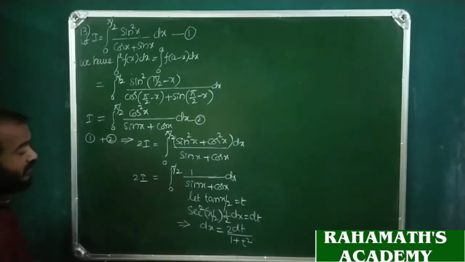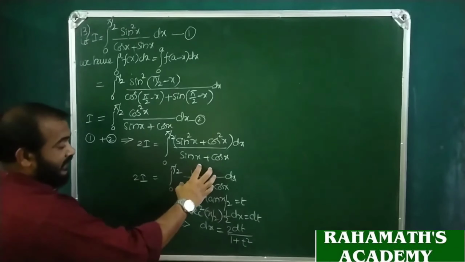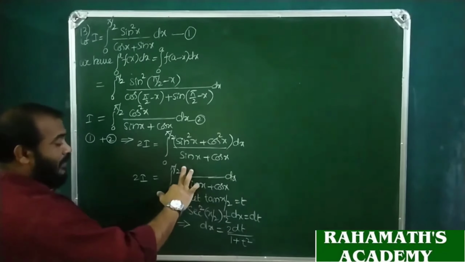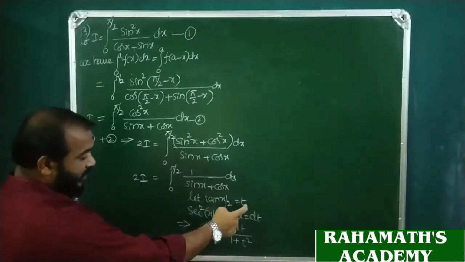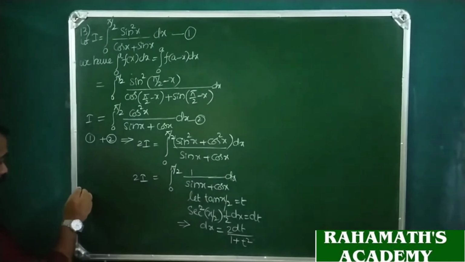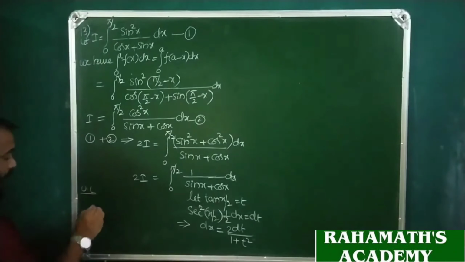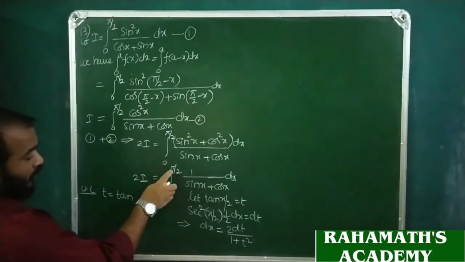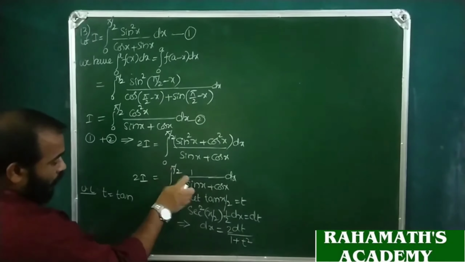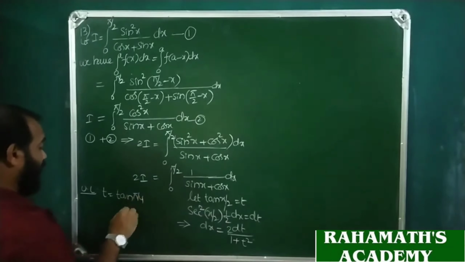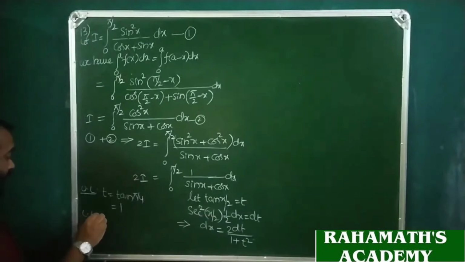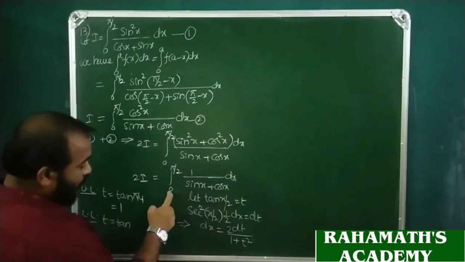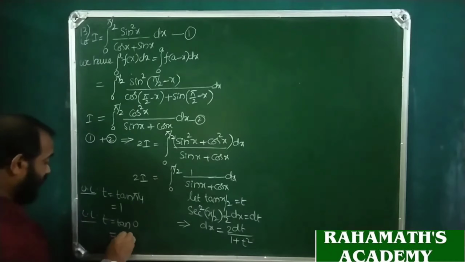We need to change the limits also, because this integrand is in terms of the variable of integration x. Therefore 0 to pi by 2 are the limits of x. This x we are changing in terms of t, therefore the upper limit and lower limit also need to change. For the upper limit, t equals tan x by 2 with x equal to pi by 2, so tan pi by 4, whose value is 1. And the lower limit is t equals tan 0 by 2, so tan 0 is 0.